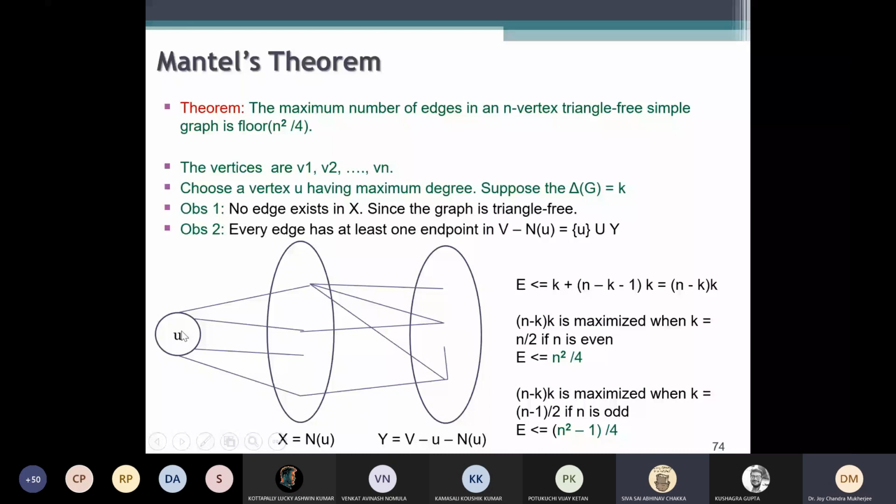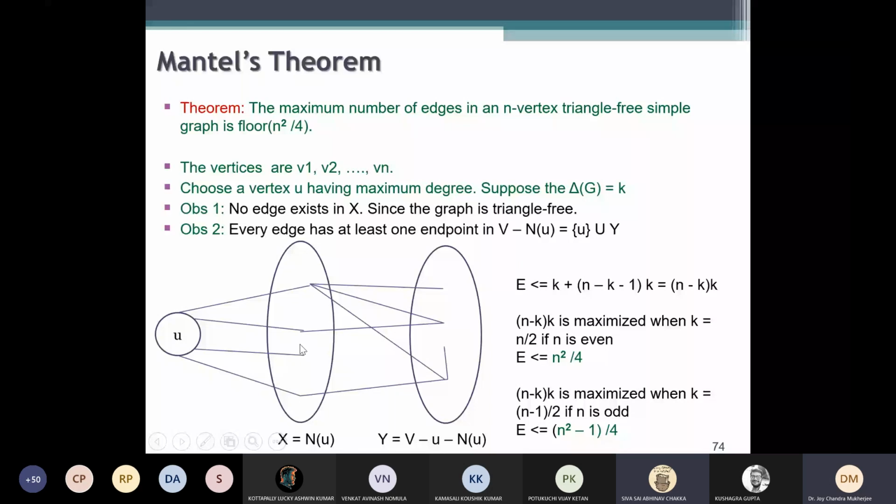All its neighbors are in some partite, and the rest of the vertices are in the other partite. Now, a few observations. The question is, can there be any edges here? In this graph, can there be any edges within X? The answer is no. Why?